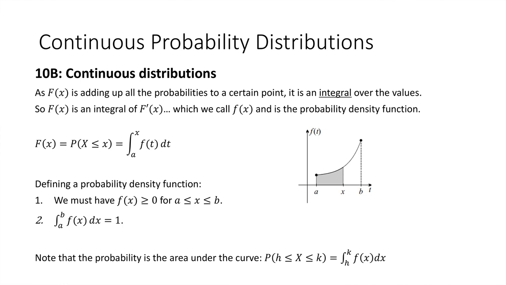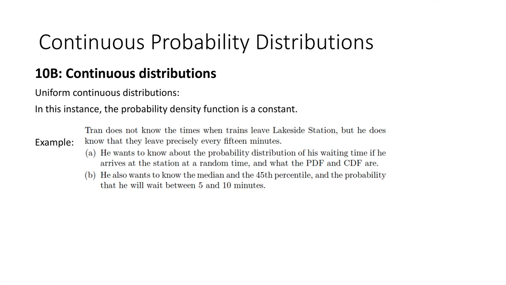So those two things have got to be true. Otherwise, it's not going to be a valid thing. So let's look at two examples. We've got a guy arriving at the train station. Trains leave every 15 minutes.